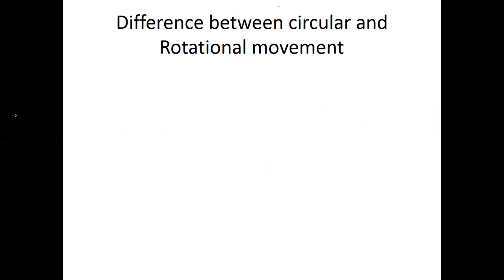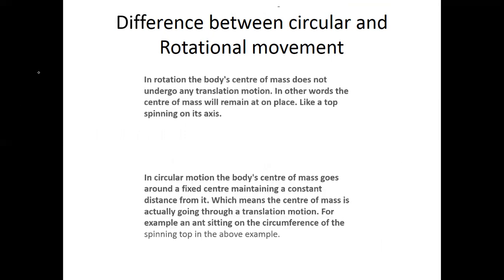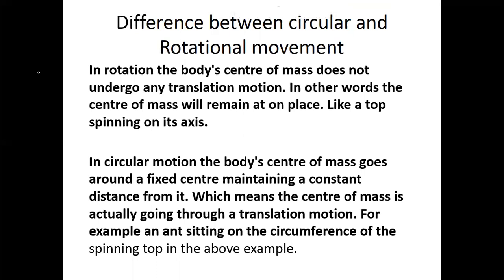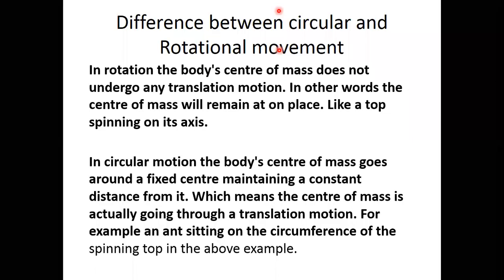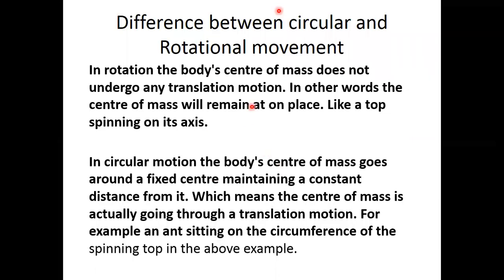Difference between circular and rotational motion. In rotation, the body's center of mass does not undergo any translational motion. In other words, the center of mass remains in one place, like a top spinning on its axis, or the earth spinning.